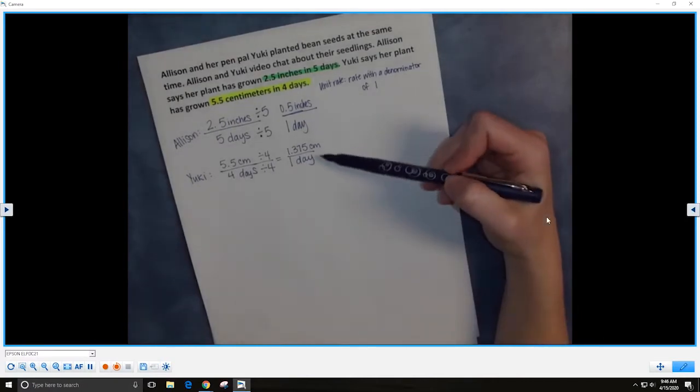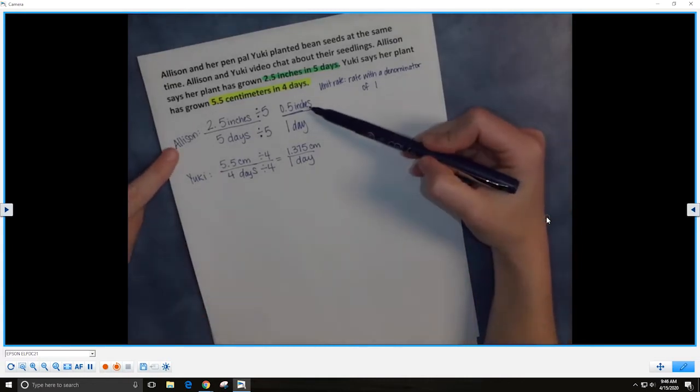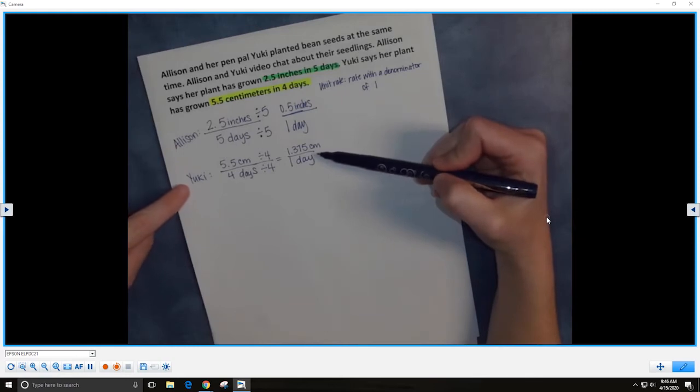What if we wanted to compare which of these plants grew more? Do you think it's Allison's or Yuki's? Make a guess, write it down, and then we'll do the math. Well, how can we compare inches and centimeters? Allison's plant is being measured in inches, whereas Yuki's is being measured in centimeters. How can we compare those?